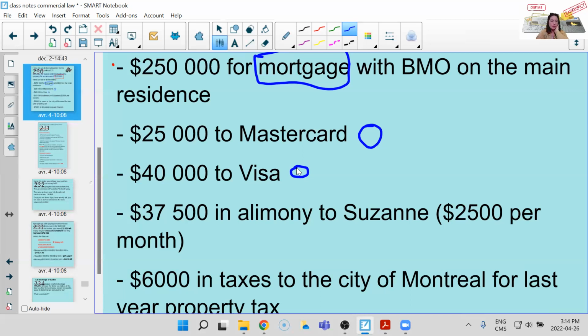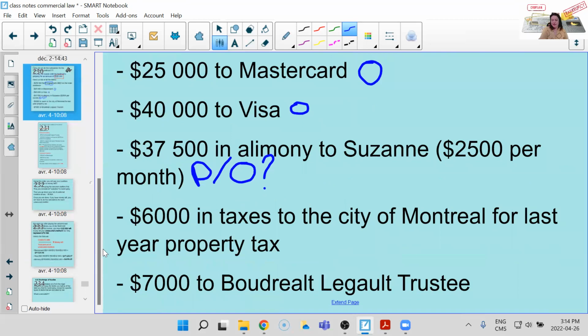Oh, alimony. There was something. So alimony, I know, is preferred. Okay. But I'll put O. Do I have anything to put in ordinary? We'll see. Maybe yes, maybe no. We'll calculate after.